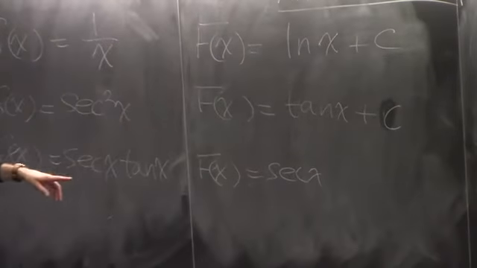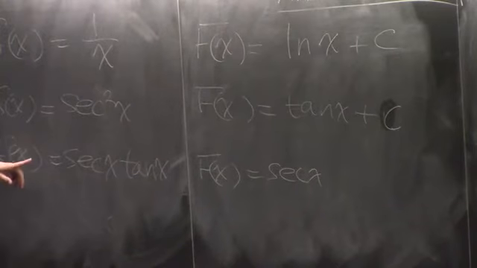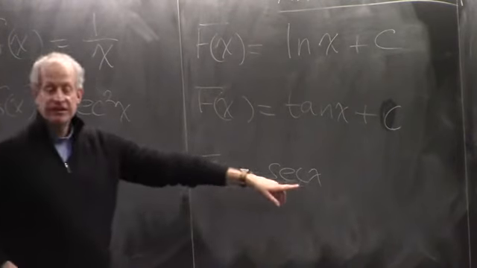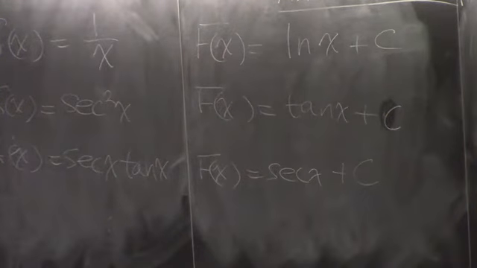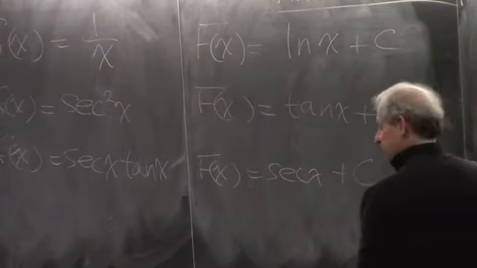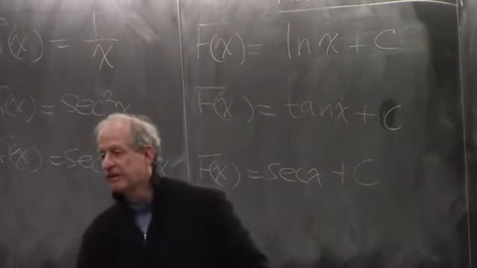Okay, the derivative of secant is secant tangent, so the antiderivative of secant tangent is secant plus c. Okay? Then there were a couple that I skipped a little while ago when I did the derivatives.